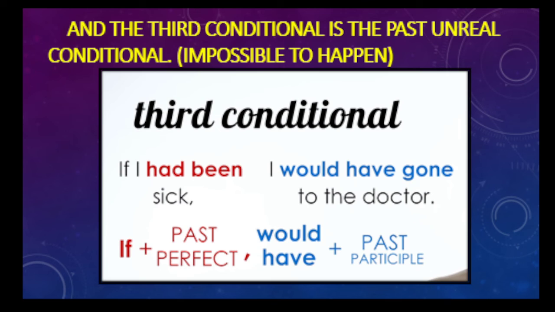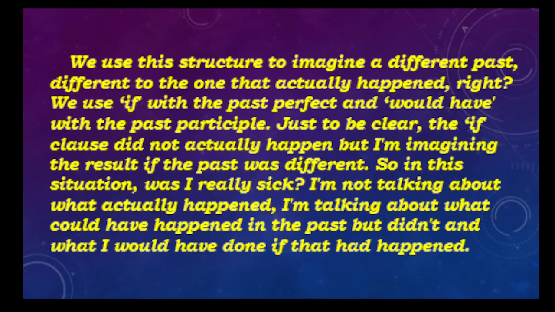Then in the result clause, you use would, and then have. You can also use could. Okay, would, could, and then the word have, and then still the past participle of the verb. So, both use the past participle. But in the if clause, had is used. In the result clause, would have. Okay. Next. So, we use this structure to imagine a different past. We imagine a past, but one that did not happen back then. Okay? Different to the one that actually happened.